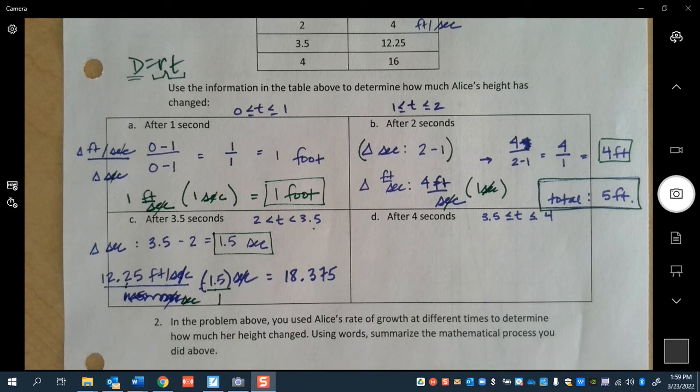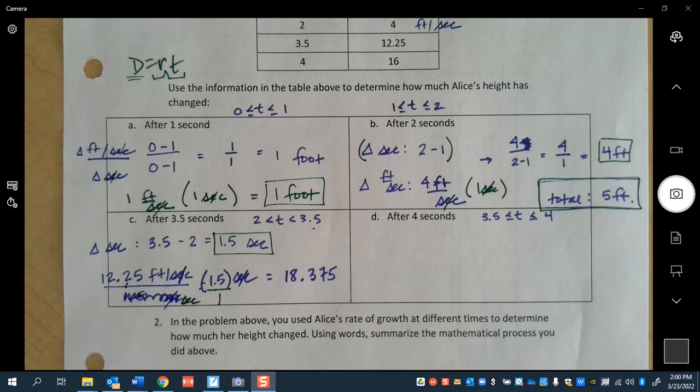And so what we need to recognize is this is her rate of change. This wasn't how tall she was. So that's what we're doing right now, is figuring out how tall she was. After the first second, she was 1 foot tall. Then she started to grow at a rate of 4 feet per second. So after that next second, she grew 4 more feet, which means now she's 5 feet tall.